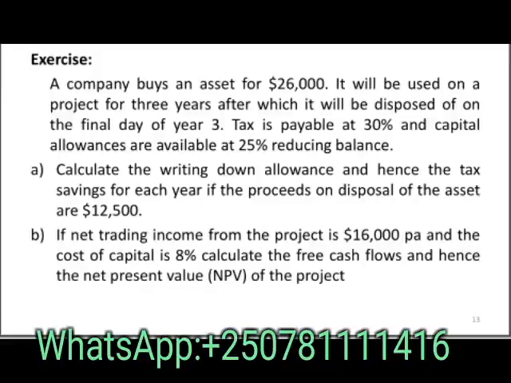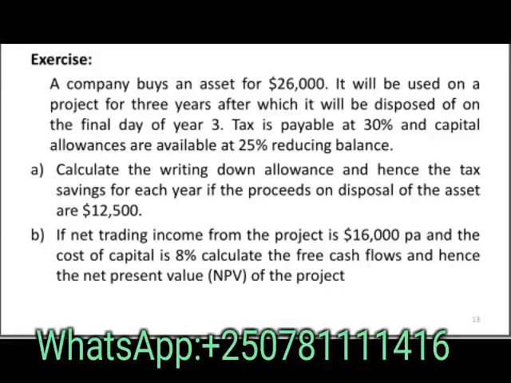the post-tax operating flow. Here, as we see in the answer to part B, we look up the net trading inflow, the income that comes in, which was 16 as they say. Tax payable was 30%. We are going to charge tax each year. Then we subtract the tax from that. We get 11,200 in each year, which is called the post-tax operating flow.